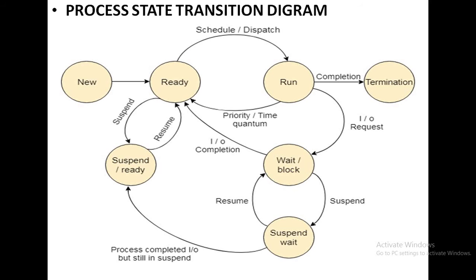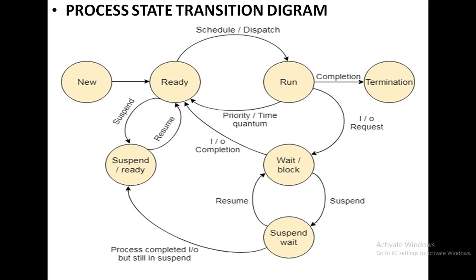Again, I am going to tell you, listen carefully. First the process is in the new state. After that, it will move to the ready state, and in the ready state, the operating system prepares a schedule. From that schedule, it selects one by one process and gives it to the processor for execution, and that is known as the running state.